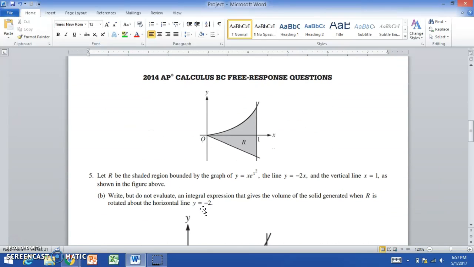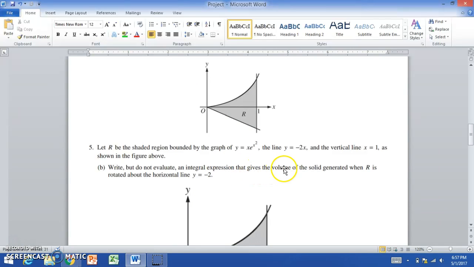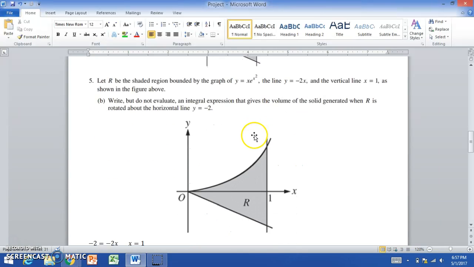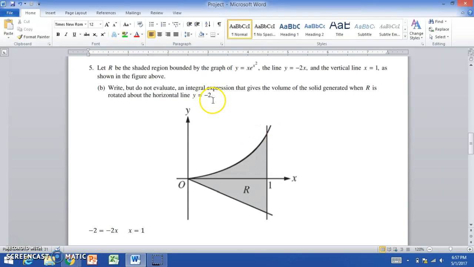For part B, we need to write an integral expression that gives the volume of the solid generated when R is rotated about the horizontal line y equals negative 2. Now, we can set negative 2 equal to the function negative 2x. After we do that, we can get the point x equals 1. So now we have proven that the line y equals negative 2 crosses at this intersection of y equals negative 2x and the vertical line x equals 1.